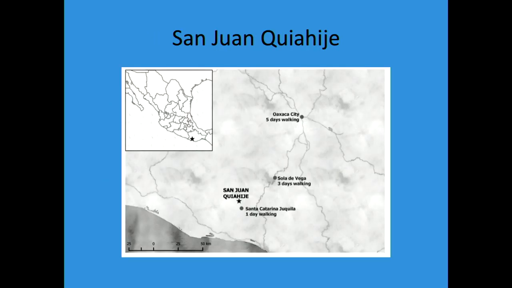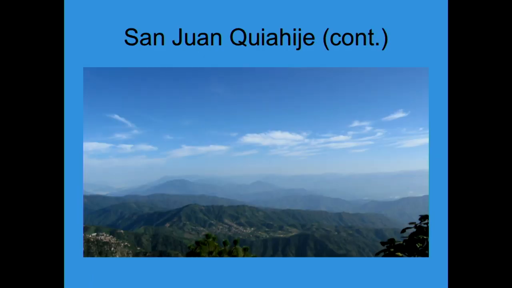Now we're going to go to San Juan Quiahije, which is the area that I'm going to talk about the most. Here's a map of Quiahije. Quiahije is here with the star, and here's Oaxaca City, and this is the Pacific Ocean. So that's where we are. There are two communities that speak this variety. This one is Cieneguilla, and this is San Juan Quiahije. One is in the lowland, and the other one is in the highland.